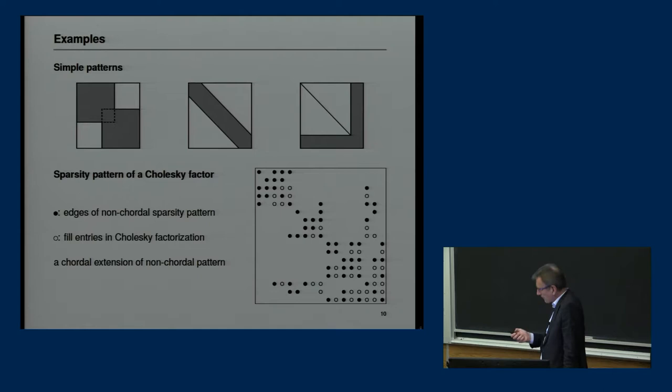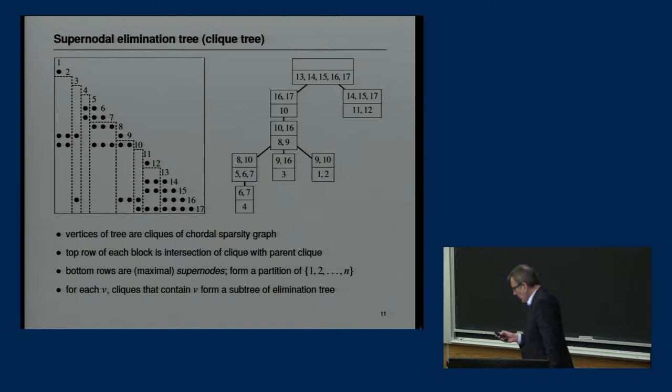And then in matrix theory, people have developed very efficient methods for analyzing these sparsity patterns. And one of the most useful data structures associated with a chordal sparsity pattern is an elimination tree or a supernodal elimination tree. And this is an example. So here we have a graph or a sparsity pattern, only the lower triangular part. So every dot represents an edge in a sparsity graph.